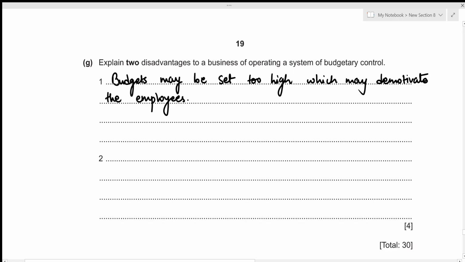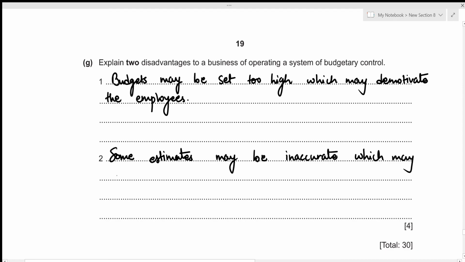Secondly, some estimates may be inaccurate because budget is basically the estimates of numbers, and that might lead to bad decision making. So let's write it down as well. Some estimates may be inaccurate, which may lead to bad decision making. Alright, this concludes the seventh part as well as this question.